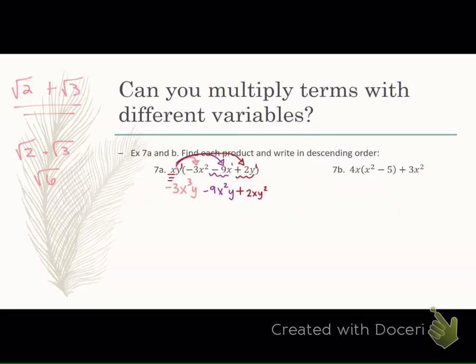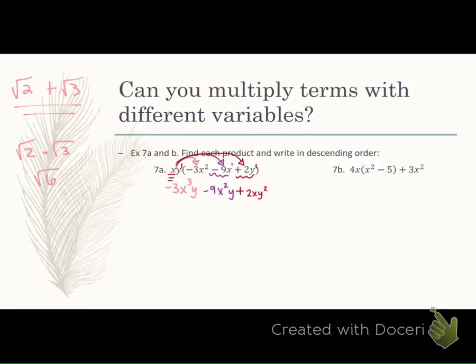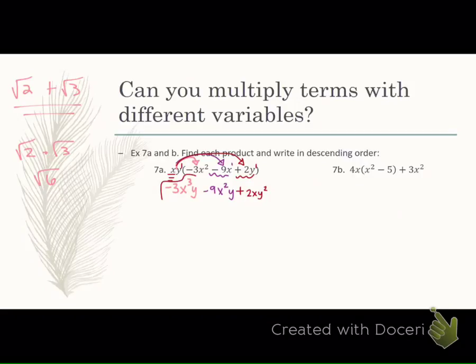All right, so this has a degree of 3 plus 1 is 4, 2 plus 1 is 3, 1 plus 2 is 3. So this is the highest one. These two are the same, so this is a good order.